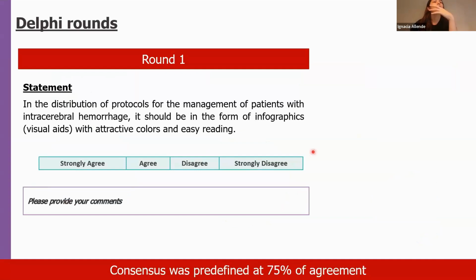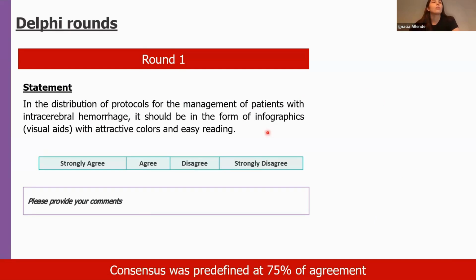This is how a Delphi round 1 will look. You have your statement, and you have your Likert scale that can go from strongly agree to strongly disagree. I didn't put neutral because I wanted to force agreement or disagreement. And there is a box to provide comments. For example, in this statement: the distribution of protocols for the management of patients with ICH should be in the form of infographics with attractive colors and easy reading.